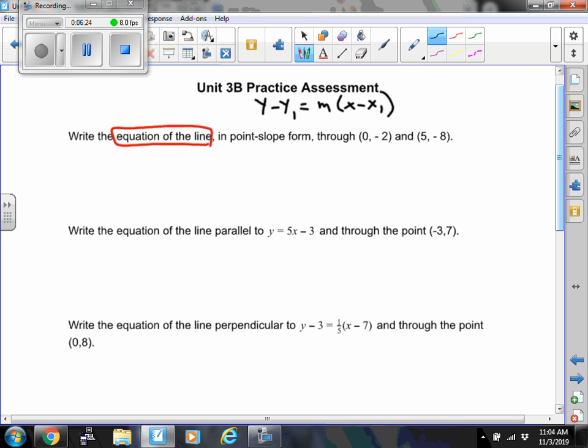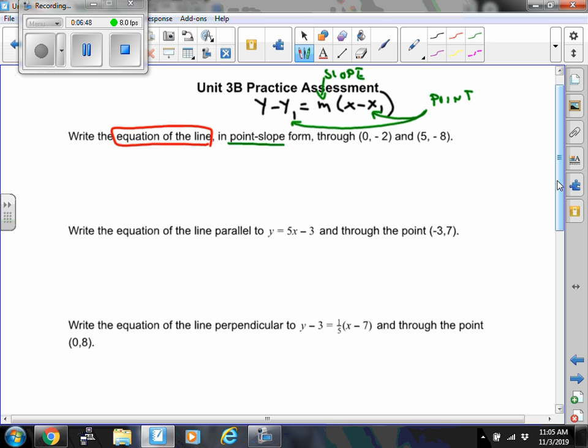I'm going to repeat what we said before. The M stands for your slope. So you have to find a slope, and you need a point. There's other forms. But when they tell you slope point or point slope form, this is what we're looking for. And if I'm doing that, I need a point and a slope.